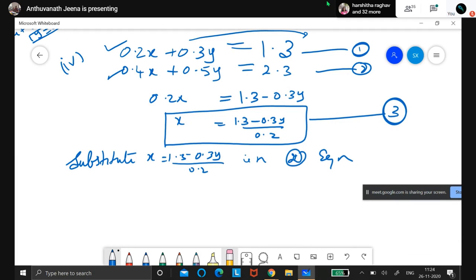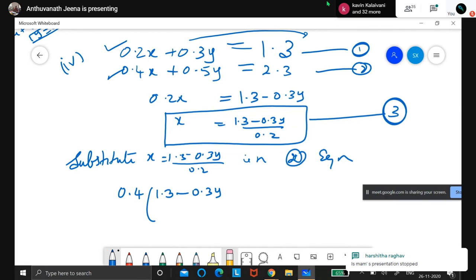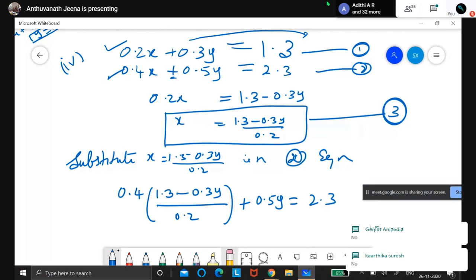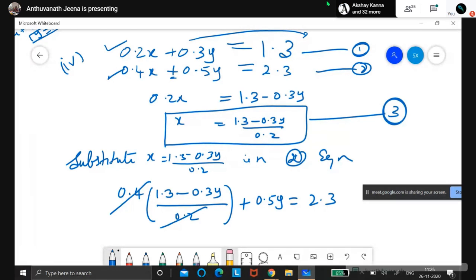The second equation is this: 0.4 into x. Instead of x you put 1.3 minus 0.3y divided by 0.2, plus 0.5y is equal to 2.3. Now cancel this. When you cancel, what will you get? 0.2? No, you will get 2.